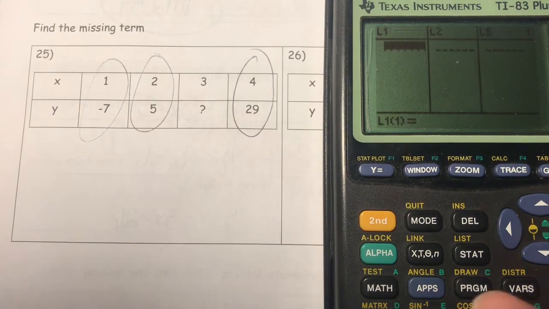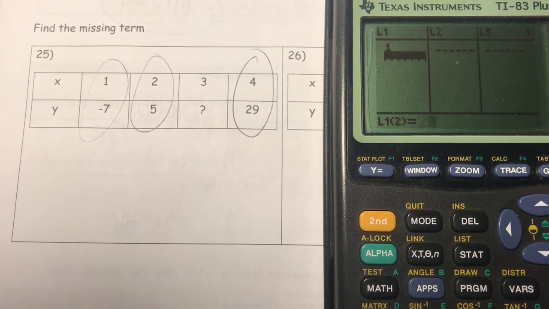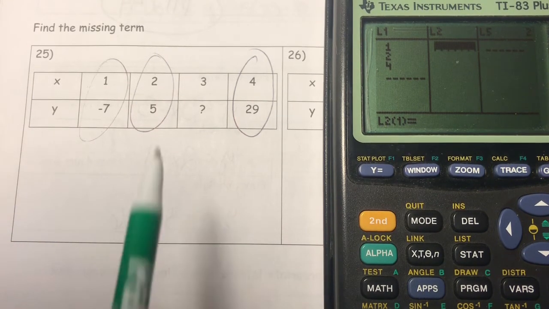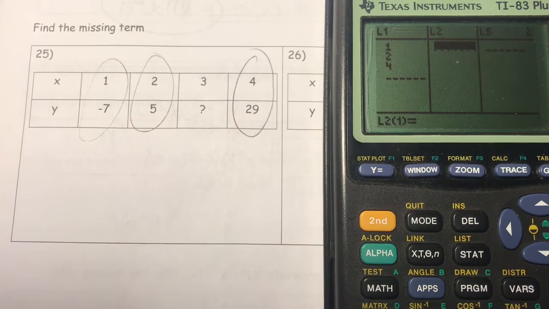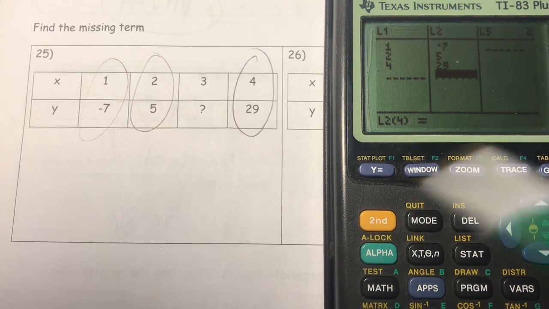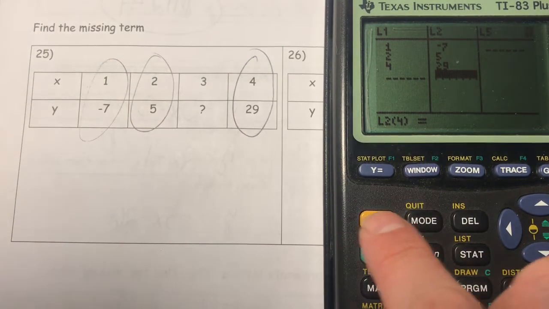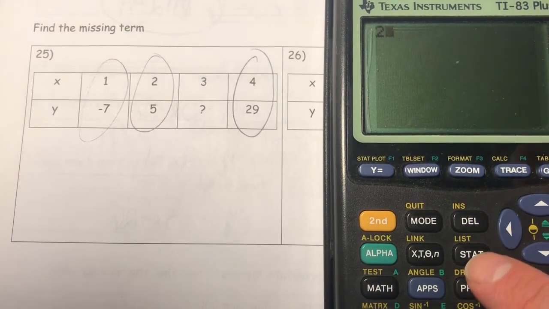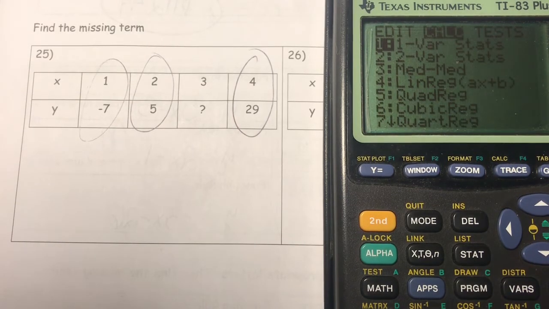So, stat, edit, lots of LinReg. 1, 2, skip, 4. Okay, my x values are L1. Again, I'm skipping 3 because I don't know what 3 is. Negative 7, 5, 29. Okay, make sure everything matches up, looks good. Second mode, stat, calc, LinReg.